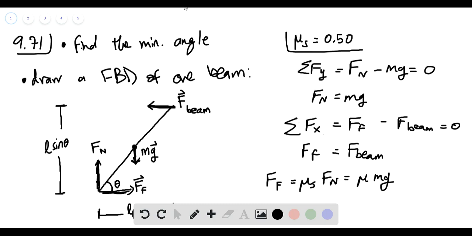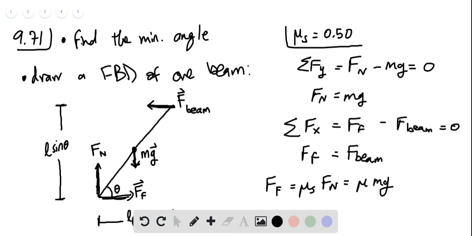Okay, so chapter 9, problem 71. Two identical uniform beams are symmetrically set up against each other, as in figure 9-87, on a floor with which they have a coefficient of friction, mu s, equal to 0.50. What is the minimum angle the beams can make with the floor and still not fall?